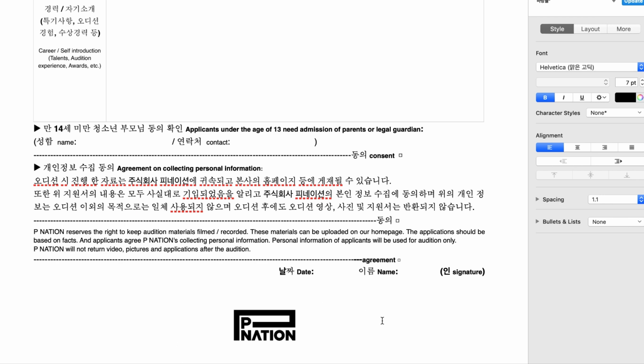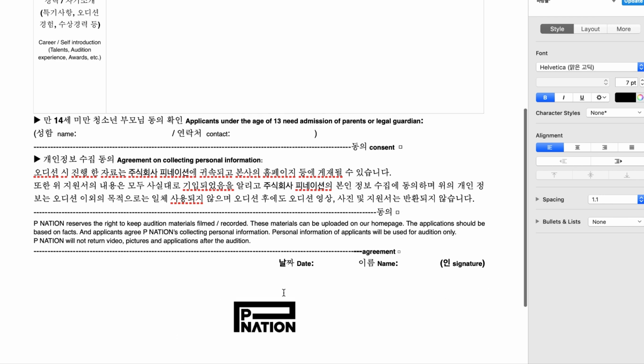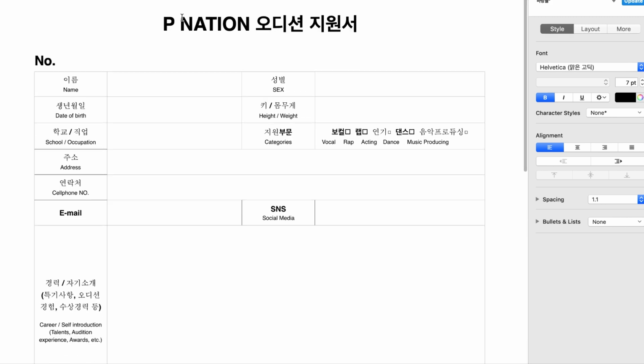You write the date, your name, and then your signature. That's it. All you have to do is fill this in, download the form, and then just send an email to them. Pretty straightforward.